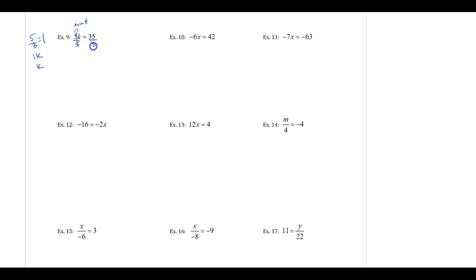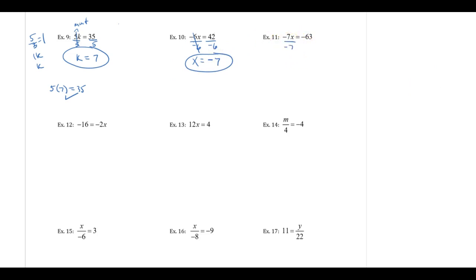So that actually gets the variable by itself. What I do to one side, I do to the other. So 5k divided by 5 is k, equals 35 divided by 5 is 7. If I check my solution, 5 times 7 is 35. That checks out. Next one, negative 6 times x equals 42. How do I get rid of negative 6? Divide. Whatever I do to this side, I do to that side. X equals 42 divided by negative 6. Positive divided by negative is a negative 7.